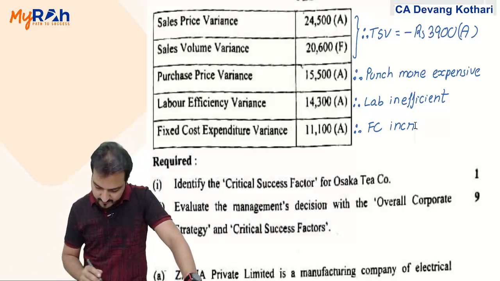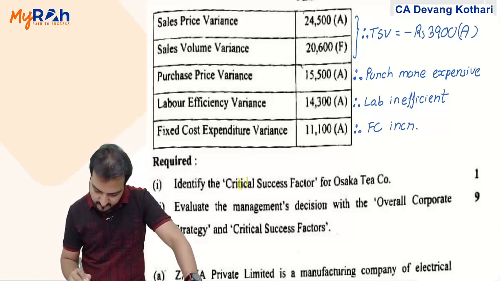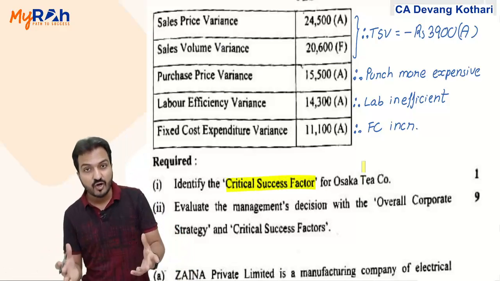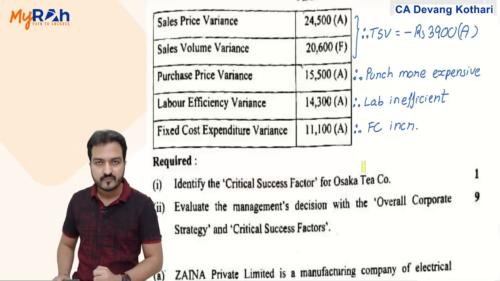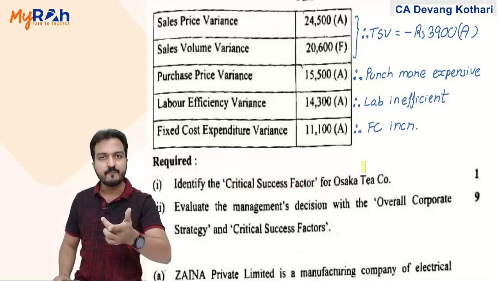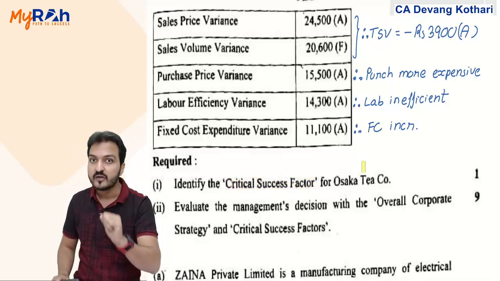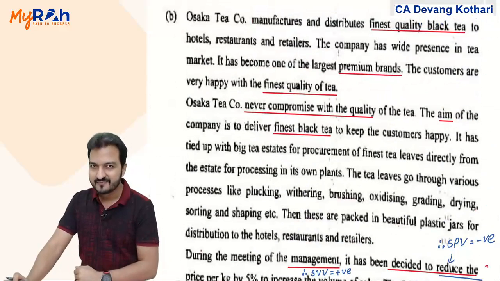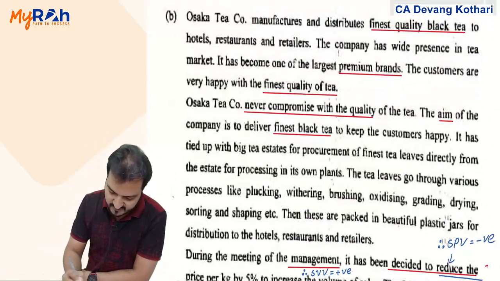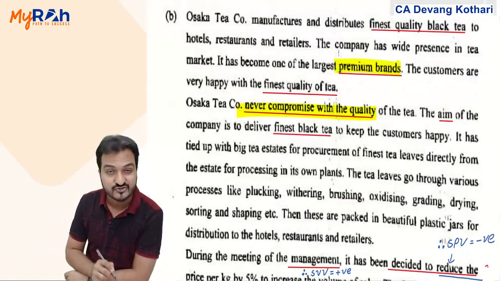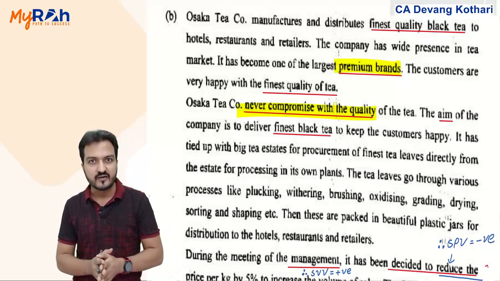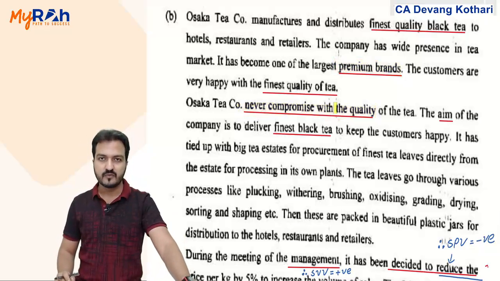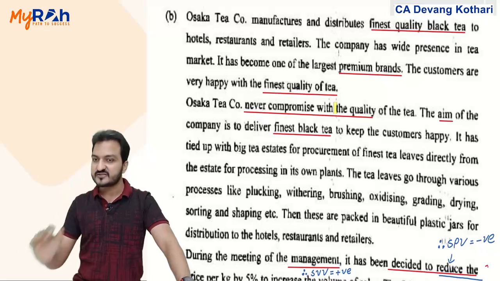Check out your required part. Identify critical success factor of the company. What is the critical success factor of this company? Which ability of the company defines success of the company? Is this company focusing on low price, penetration pricing? No. This company is selling the finest quality tea and they are a premium brand. They never compromise on quality. All these sentences give you an idea that the most critical success factor of the company is quality. Maintaining premium quality is the success factor of the company.